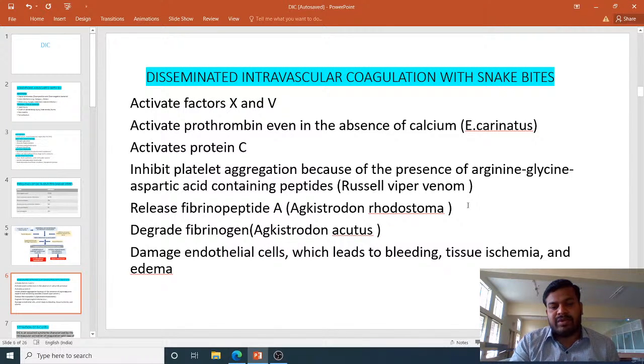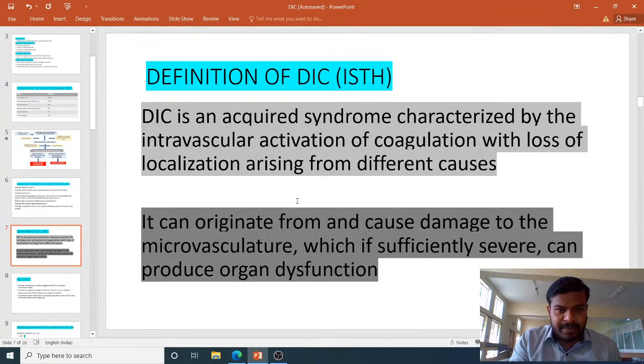So hemotoxic snake bites do all this. Activation of all these coagulation factors and other tissue factors can lead to disseminated intravascular coagulation. So by definition, DIC is an acquired syndrome characterized by the intravascular activation of coagulation with the loss of localization arising from different causes. So this is by definition.